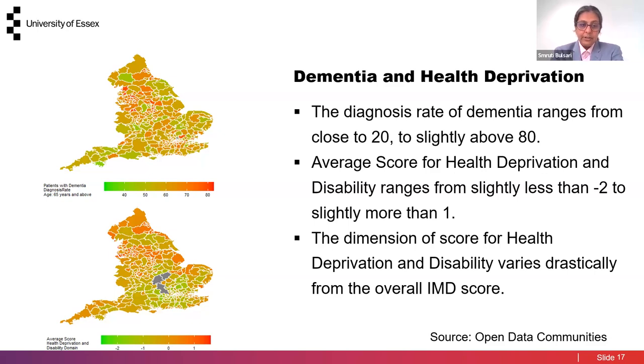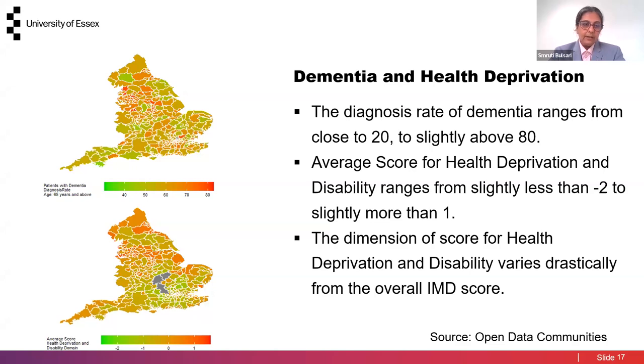Now, if we compare specifically the health deprivation and disability domain, there the deprivation seems to be very high. The scores range from slightly less than -2 to slightly more than 1. That is the scale on which the health deprivation and disability index is measured. It is also some kind of weighted average, but as you see, the shrinkage method is applied, and then factor analysis is applied, and then exponential estimation is applied. And finally, you arrive at values which may even be negative numbers. So the higher the number, the more the deprivation.